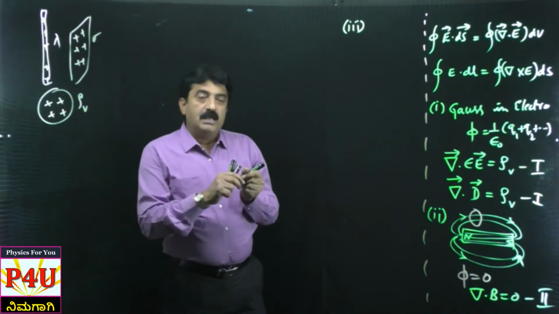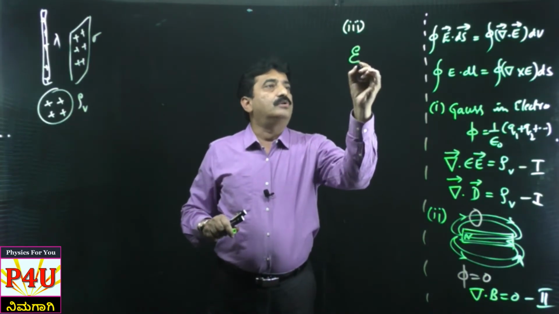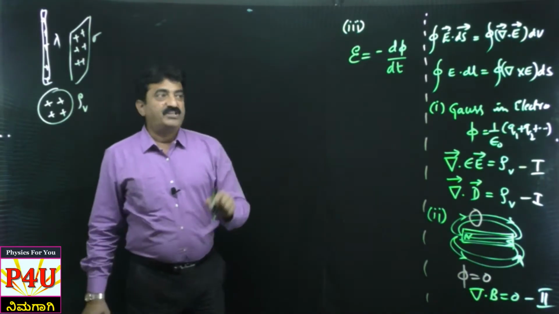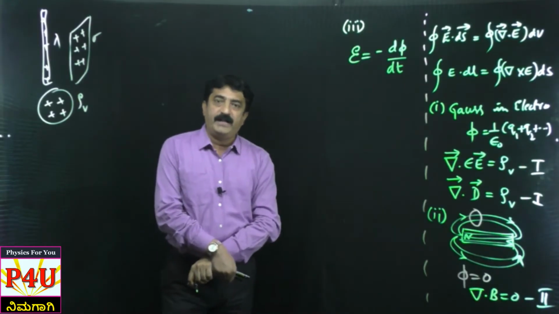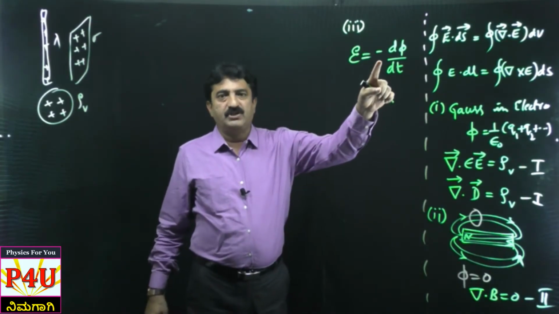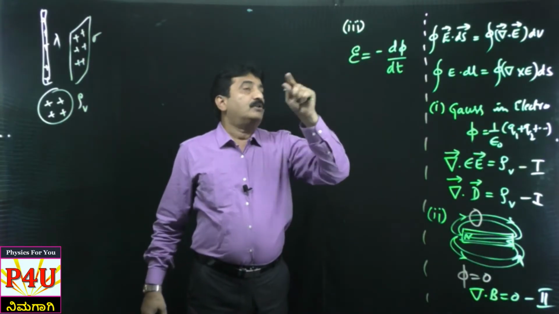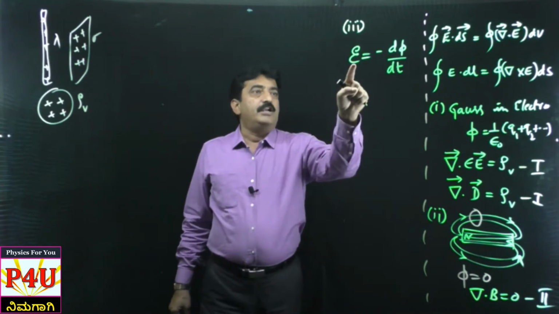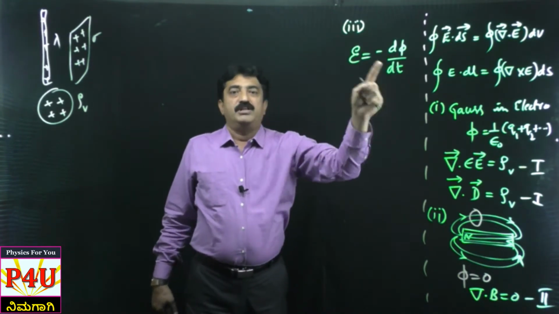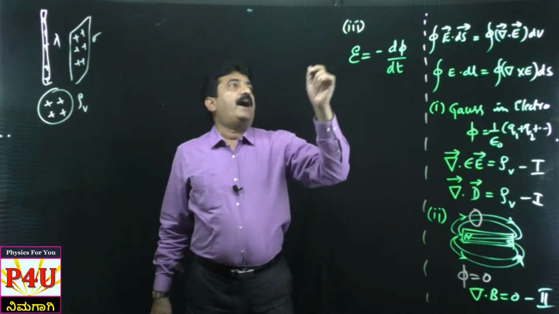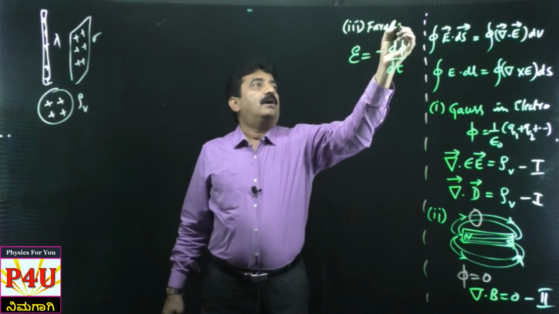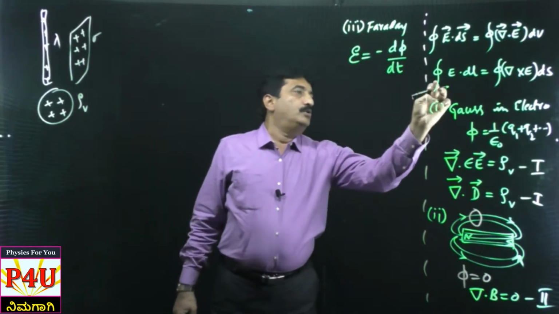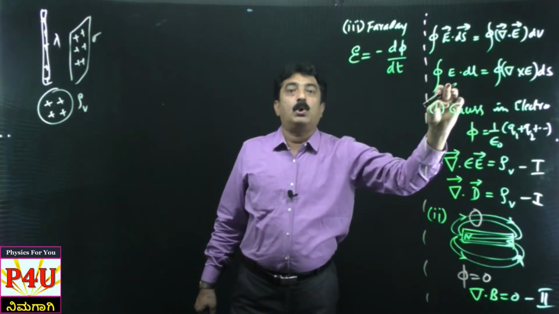All put together, we can write one equation. Induced EMF is equal to minus d phi by dt. This is Faraday's law of electromagnetic induction. Of course, I have one proportionality constant N, but that is not required here. So E is equal to minus d phi by dt, where the minus sign indicates that induced EMF is against the change in the flux. Okay? This is Faraday's law of electromagnetic induction. Now using this statement, this is nothing but Stokes theorem.